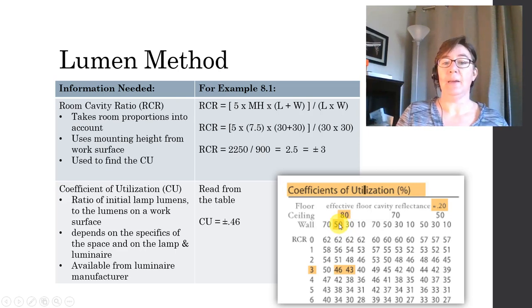Now we need to find the room cavity ratio, and those are the rows of this table. So room cavity ratio, 1, 2, 3, 4, 5, 6, and it continues. We're looking at a room cavity ratio of 3. And so you come over here in this column and this row and find that your coefficient of utilization is 46.